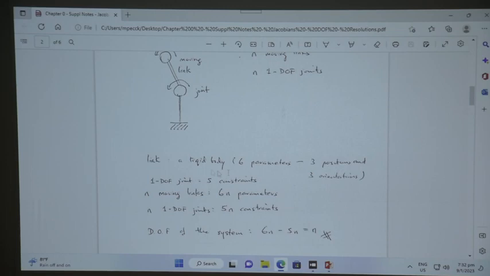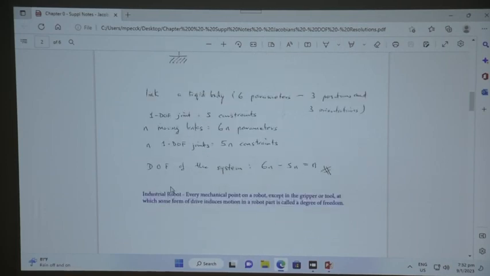A link is a rigid body, so there are 6 parameters altogether, 3 for position and 3 for orientation. A 1 degree of freedom joint will have 5 constraints. So when you have M moving links, you will have 6M parameters, and with M one-degree-of-freedom joints, you will have 5M constraints. So the degree of freedom of the system will be 6M minus 5M, which is equal to M. Degree of freedom is important, so you need to know it well.